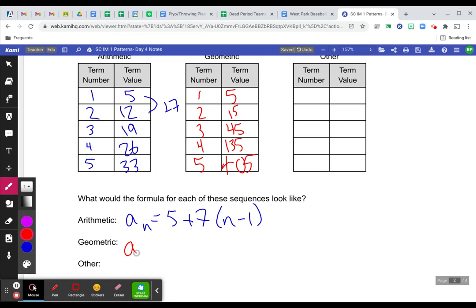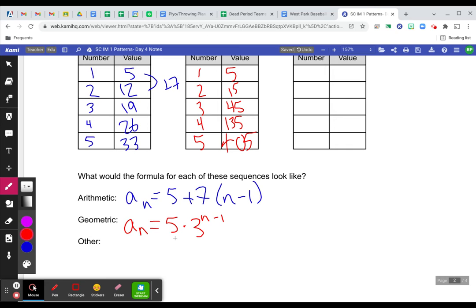So our geometric here is going to be a sub n is equal to the value of the first term multiplied by the ratio of 3 to the n minus 1, and make sure that you put that up in an exponent, right? So it's not going to be down on the ground like the arithmetic, because we're not doing repeated addition, we are doing repeated multiplication, so it has to be raised to an exponent.